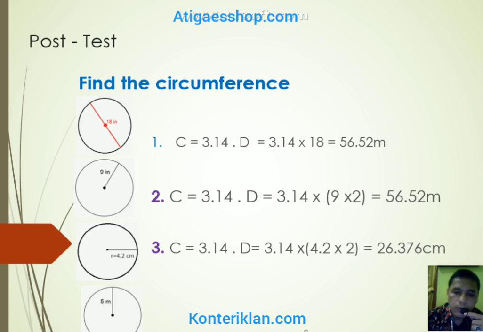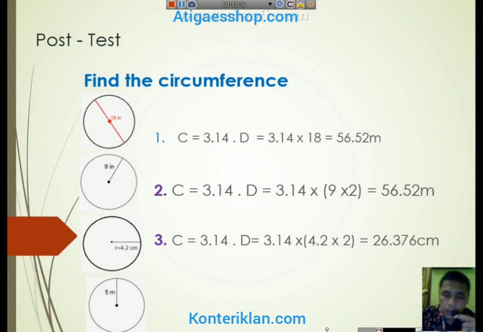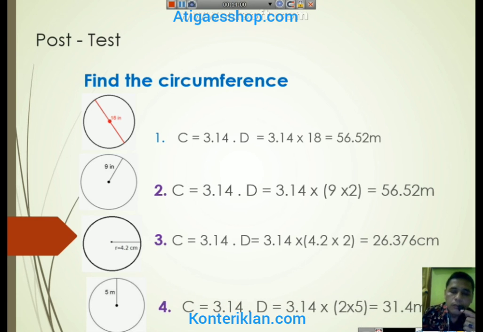So what about number four? Number four, does it have a diameter? No, only radius. So the diameter is 2 times 5, which is 10 meter. Then put the formula, 3.14 times 10 equals 31.4 meter. Yeah, easy, right?